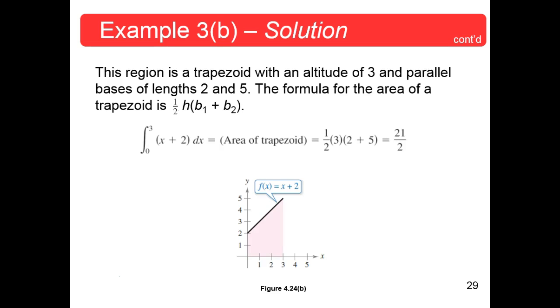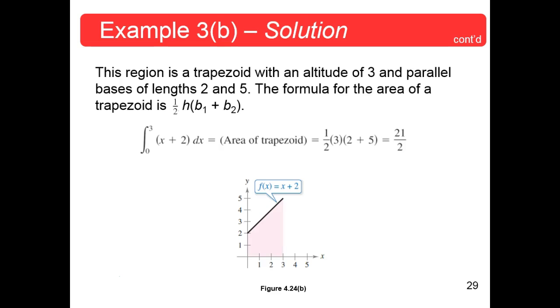Altitude 3. Okay, they're doing that being the altitude, I don't know why. Parallel bases of x equals 2 and x equals 5. Because this is 3, that goes up to 5, and this is 0, it only goes to 2. And the formula for a trapezoid is 1/2 the height, they call it the altitude, 3, times base 1 plus base 2.